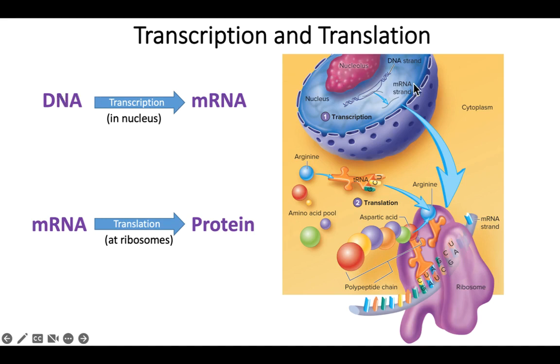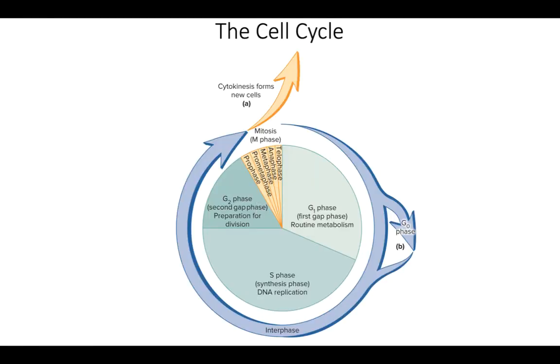Then that mRNA can be transported and finds a ribosome. The ribosome is either part of the rough ER or it's just kind of loose inside the cell. And the ribosome will then translate the mRNA and make protein. Okay? All right, finally, we're going to talk just a little bit about cellular replication.